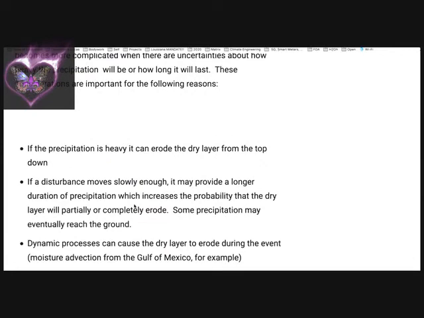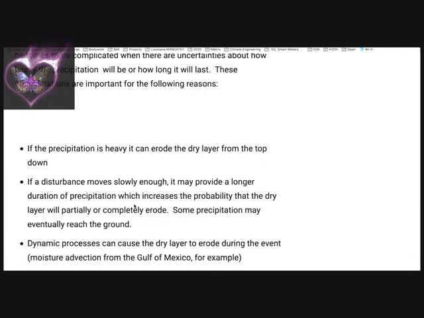Many times an entire storm system, upper level disturbance, will pass overhead, generating virga, and nary a drop will land on the ground. We can forecast these events accurately most of the time. Forecasting becomes more complicated when there are uncertainties about how heavy the precipitation will be or how long it will last. These considerations are important for the following reasons.